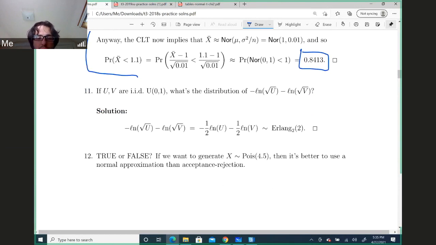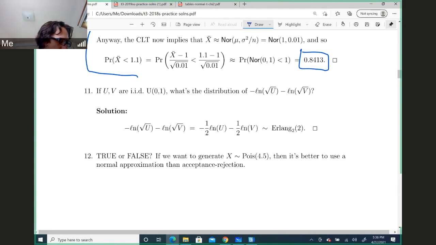Cool. Question 11. If you have two random variables that are uniform on the interval 0 to 1, what is the distribution of this minus this? The first thing, hopefully you guys are starting to see a pattern that whenever you see a natural log of some uniform random variable, it's probably an exponential random variable.